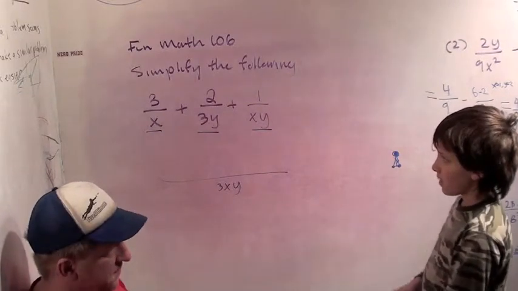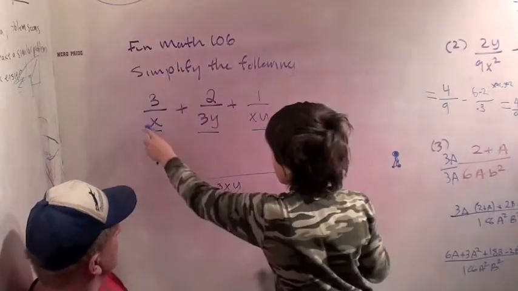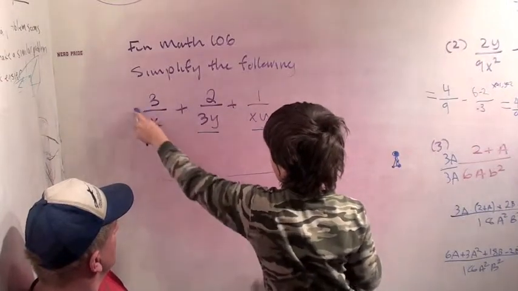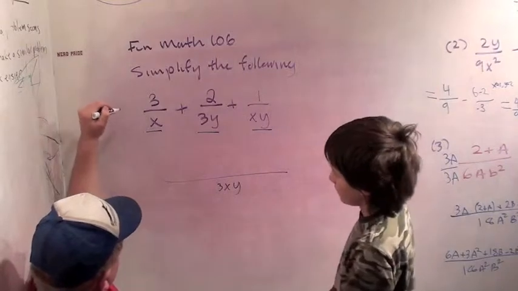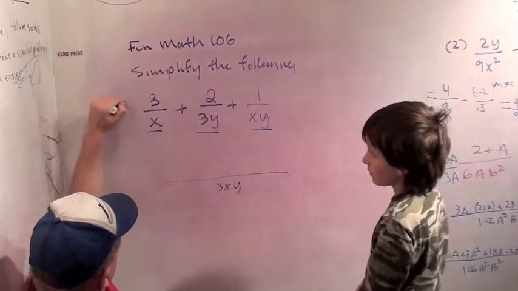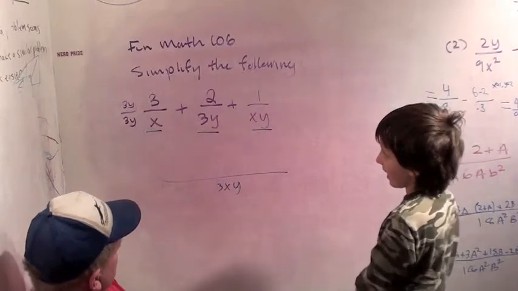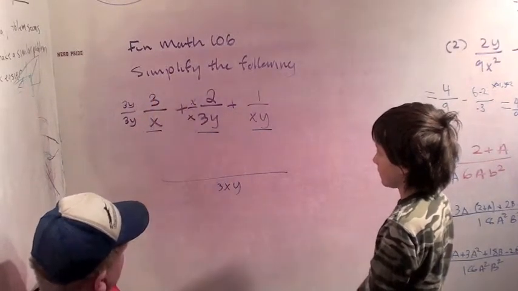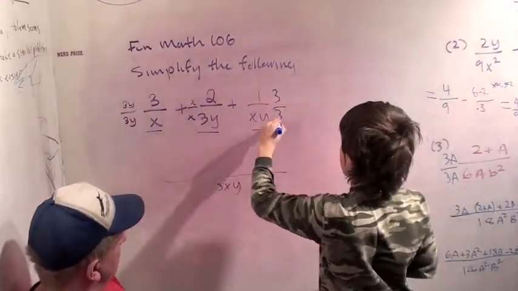Now what? Well, we multiply this one by 3y. This 3 over x times 3y over 3y. Okay, why don't I write that, just so you don't have to reach over, and also because I didn't really leave a lot of room. 3y over 3y. Okay, what do we multiply this one by? X over x. Okay, x over x. You can write here 3 over 3.